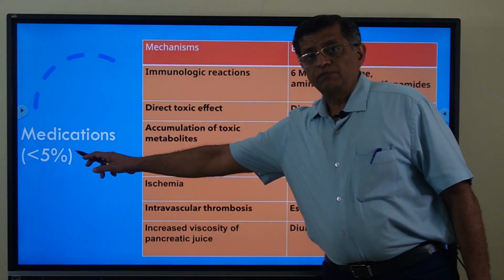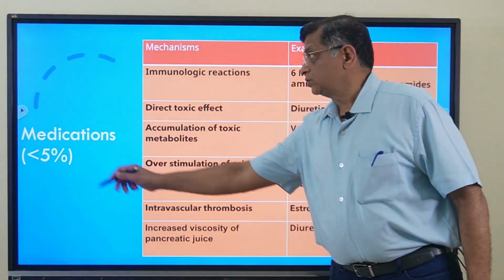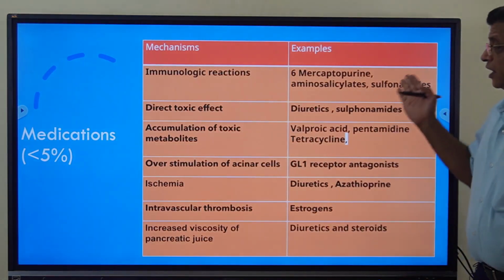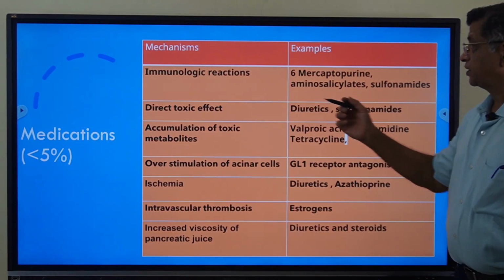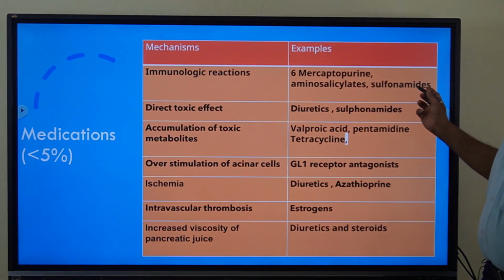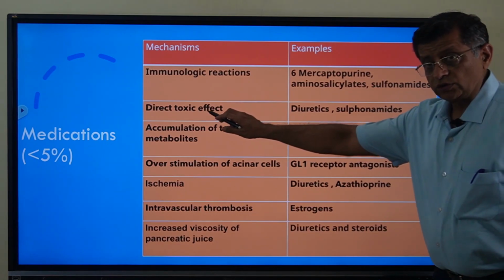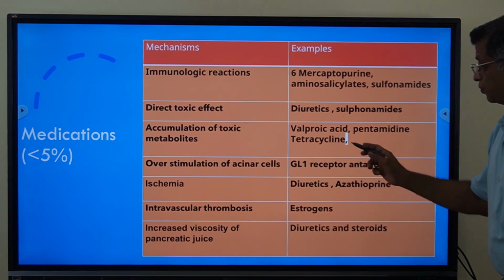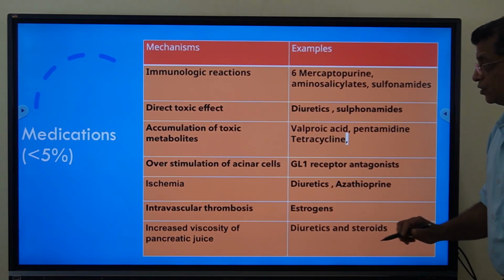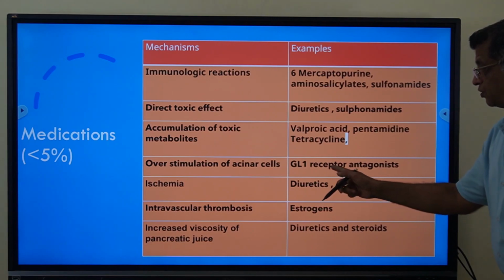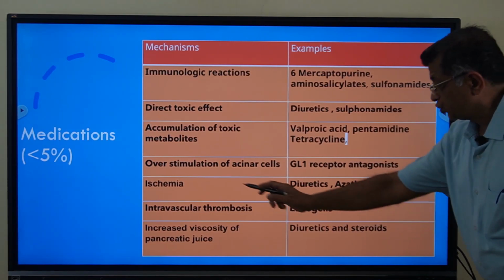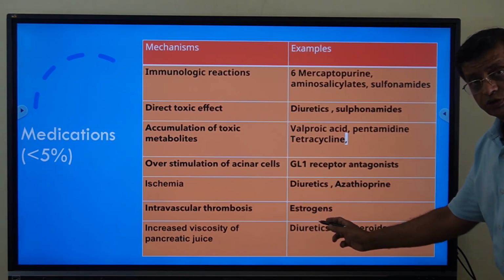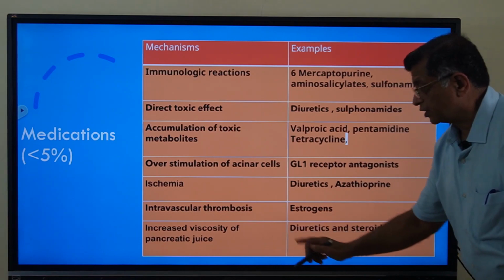Medications are the cause in less than 5% of cases of pancreatitis. There could be various mechanisms and accordingly the drugs. Immunologic, like mercaptopurine or aminosalicylates or sulfonamides; direct toxic effects, diuretics, sulfonamides; accumulation of toxic metabolites, valproic acid, pentamidine, tetracycline; overstimulation of acinar cells, GLP-1 receptor antagonist; ischemia, diuretics, azathioprine; intravascular thrombosis, estrogens; and increased viscosity of pancreatic juice, diuretics.